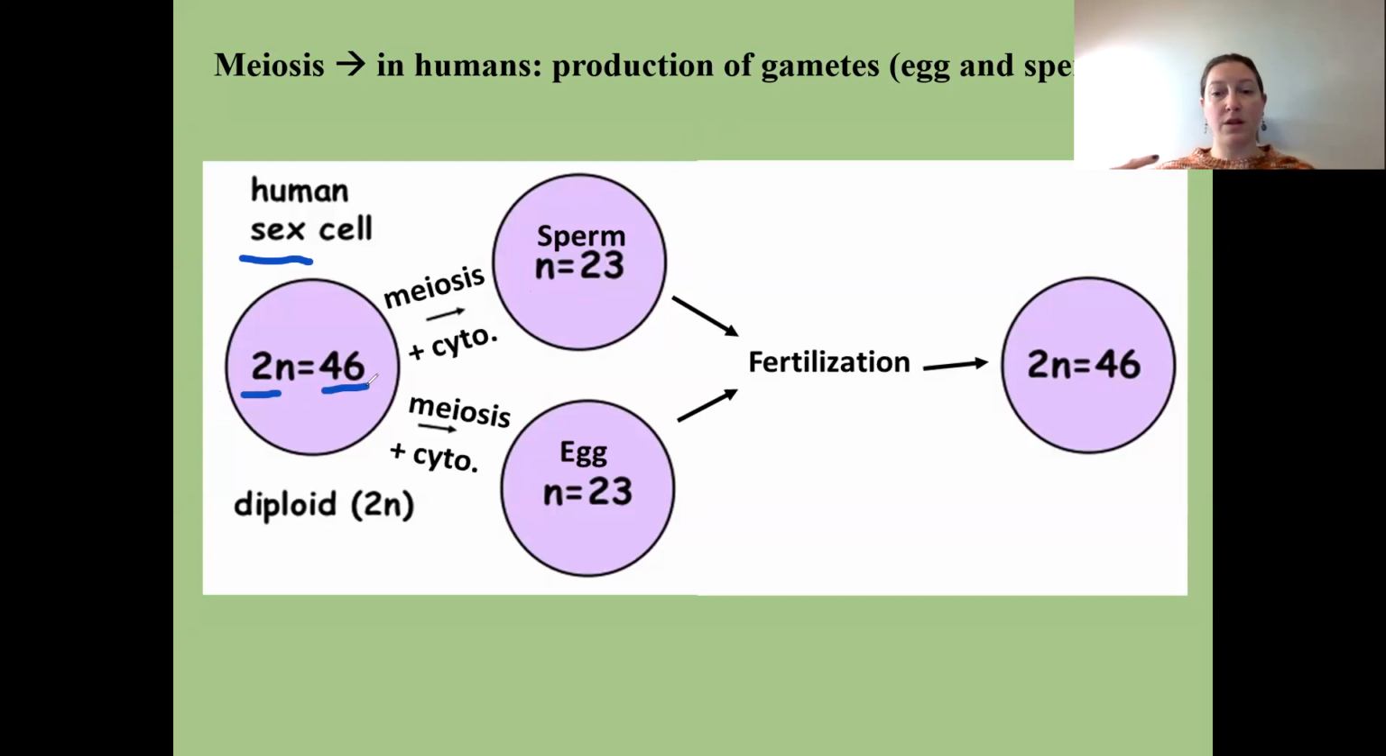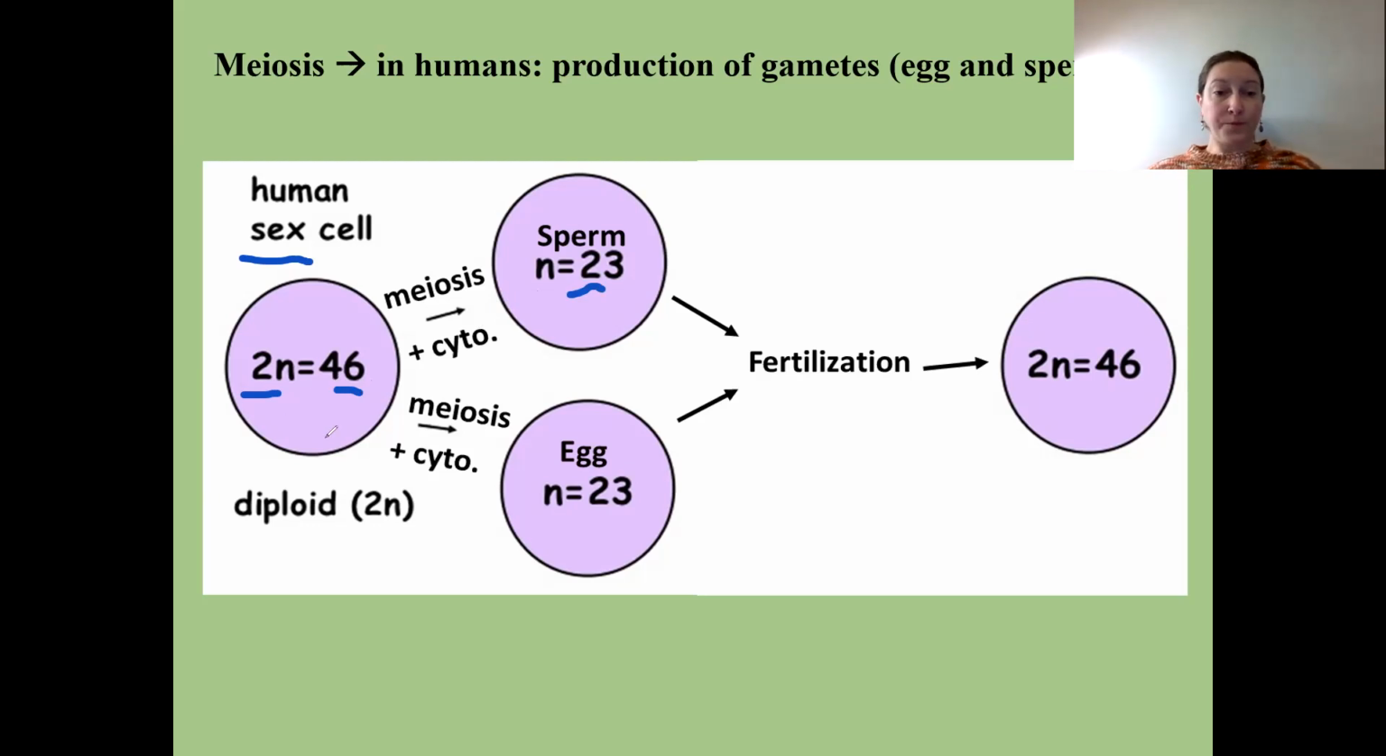The reason we use the letter N to represent chromosome number is because all different organisms have a different number of chromosomes, and we don't really need to keep track of that. Like all the plants that we learn about have different numbers of chromosomes. We don't need to know the number, so we just say N to represent the number. But in humans, okay, fine, 46. The cell in the testes undergoes meiosis and cytokinesis, and the result is sperm that has half the number of chromosomes as the individual that sperm came from.